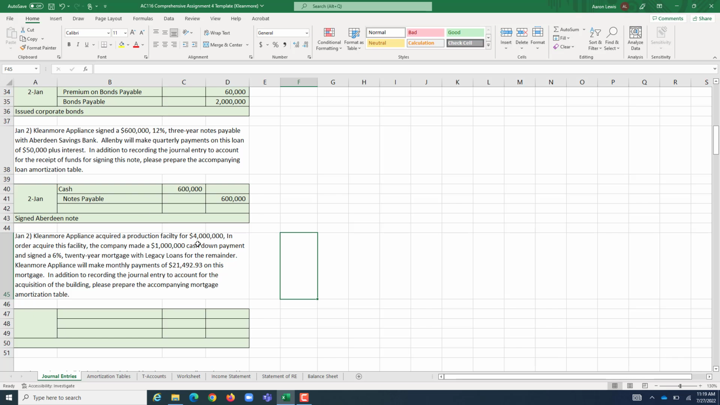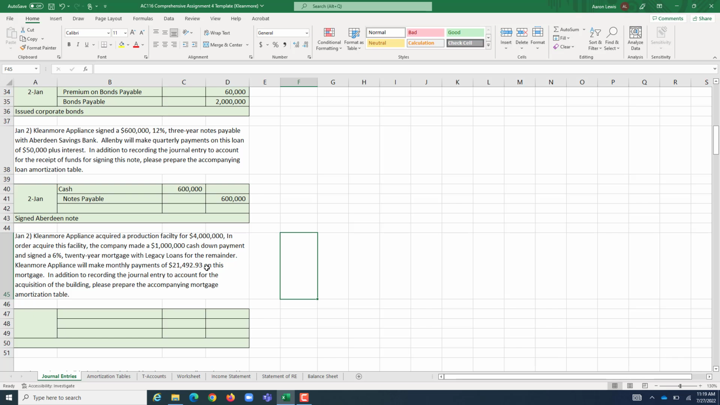And our asset is going to be a production facility with a market value, a total payment value of $4 million. How are we acquiring this? Well, we're going to acquire this facility by making a $1 million cash down payment, and then the remainder, or $3 million that we still owe on this, instead of paying it now, we're going to sign a 6% 20-year mortgage with Legacy Loans for the remainder.